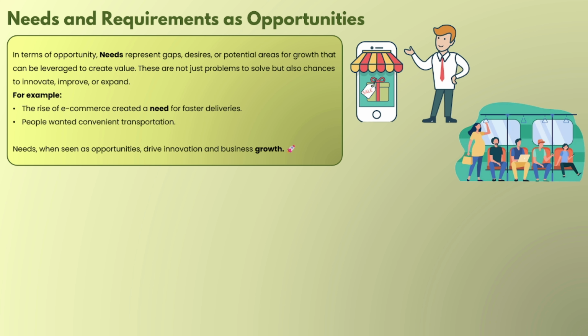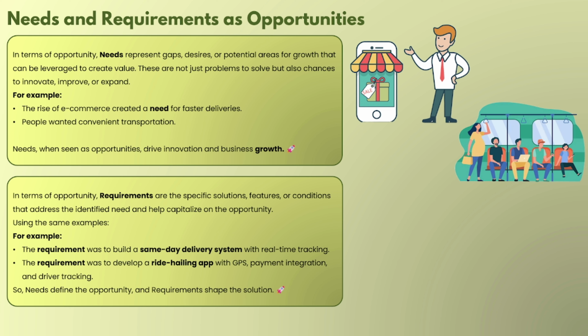So now see how requirements are created on the basis of opportunity. Need in the form of opportunity. In terms of opportunity, requirements are the specific solutions, features or conditions that address the identified need and help capitalize on the opportunity. Well, I feel requirement remains the same. Whether the need is in the form of a problem or an opportunity, the role of requirement is to provide a path for how to achieve that particular need.